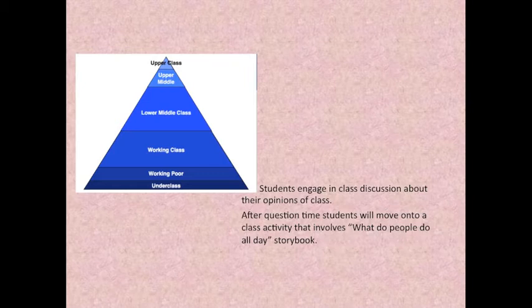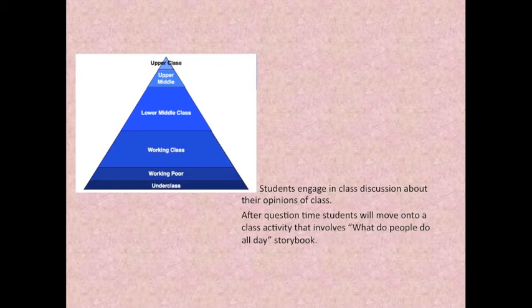The teacher will then engage in a classroom discussion about what the students thought about the concept of class. Questions like these are asked. What did you think about the topic of class? Do you understand what happens when people are in a high or a low class? Do you know anyone who would be in a high class? And could anybody tell me what happens when families are in a low class?